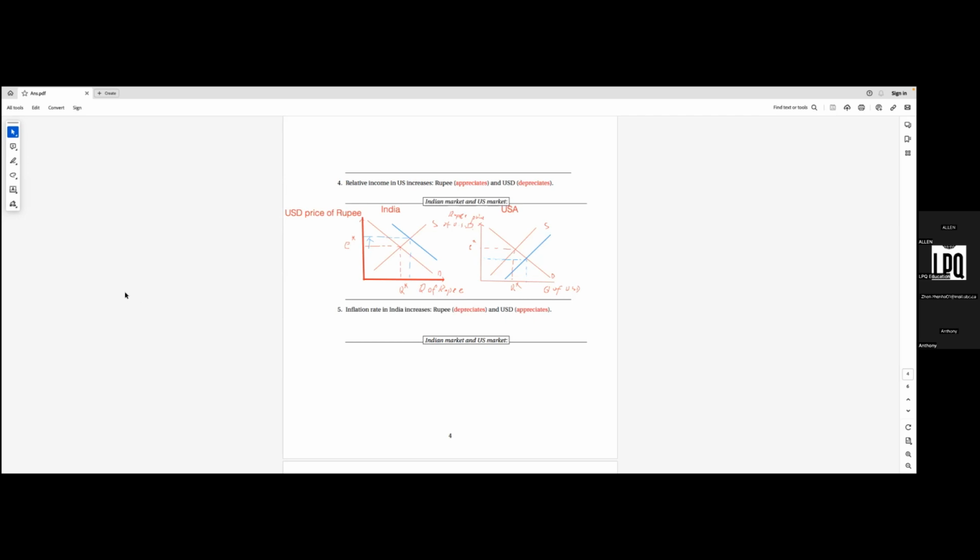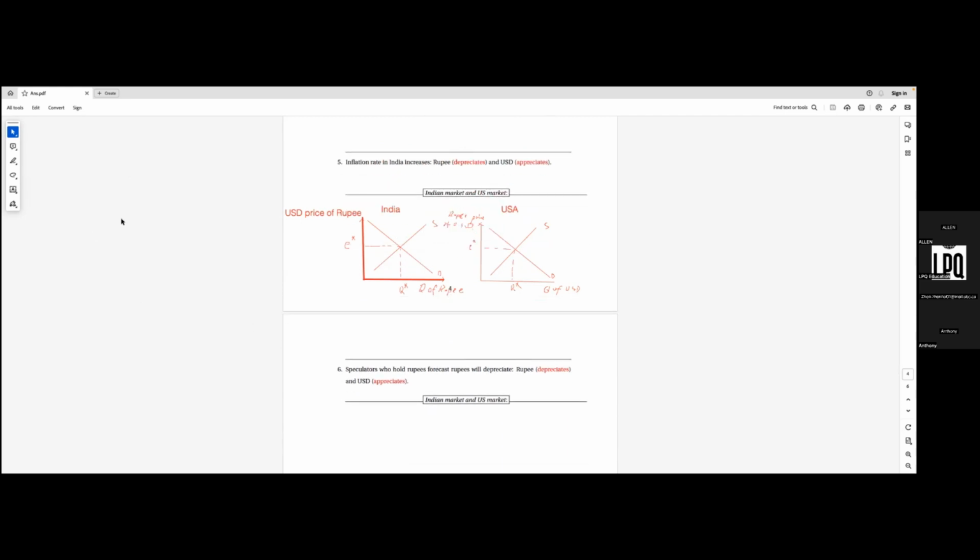Okay, number five, the inflation rate in India increases. So basically, goods and services made in India, their prices are increasing. How do you respond as an Indian consumer? Domestically produced goods and services are getting more expensive, so maybe you want to buy more things made in USA. So we supply more of our home currency to convert to foreign currency to buy more things made by Americans. So I guess the Indian rupee is now depreciating.